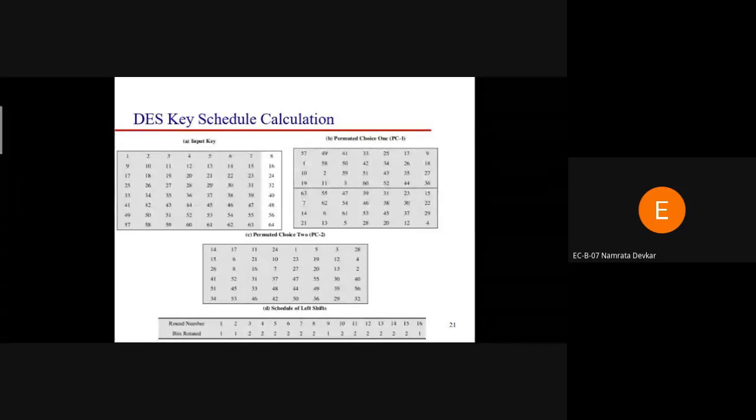So the idea is that we have to discard the 8 bits. Why do we have to discard the 8 bits? Our input key is of 64 bits and the DES algorithm has a key of 56 bits. So we have to discard the extra 8 bits and then we can divide the 56 into two parts, that is the 26.